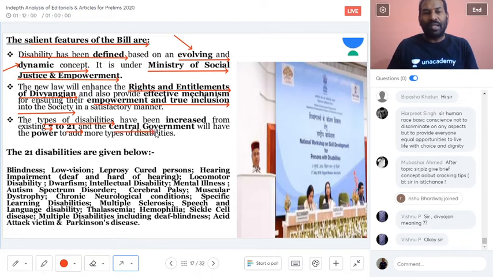And the types of disabilities can be increased, and the one who has the power to add more disabilities is the central government. And here I have listed the 21 disabilities, wherein I will not name all of them, but you can go through it later on.